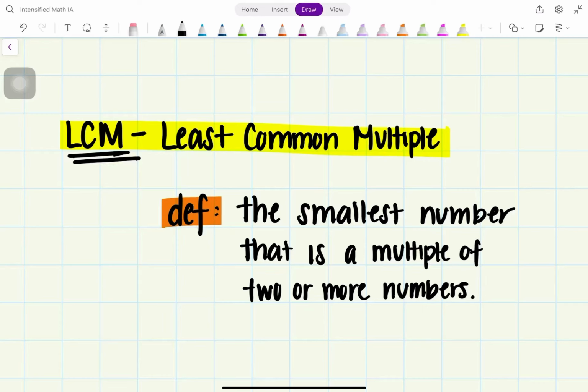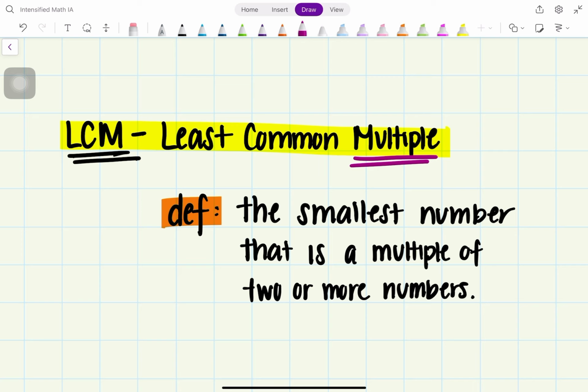All right, you guys, go ahead and take a look at the next part in this case. The next part actually talks about the least common multiple. The keyword in this case is multiple. How it's defined, it's actually the smallest number that is a multiple of two or more numbers.